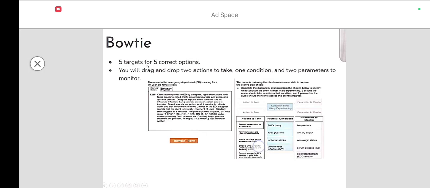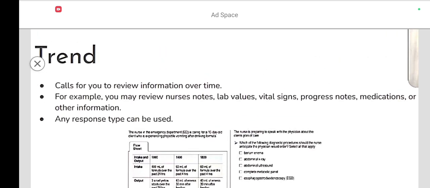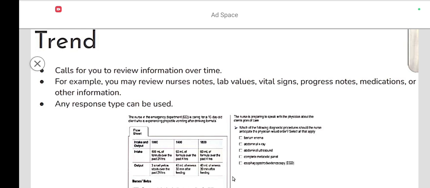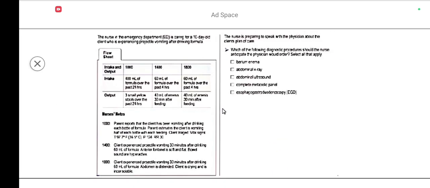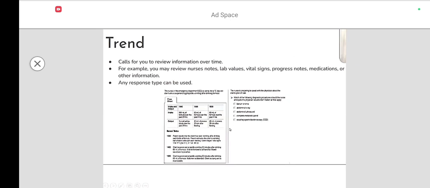I already told you that there is a spider like net in which you fill the blank spaces from the given options. Then trend calls for you to review information over time. For example, you may review nurse's notes, lab values, vital signs, progress notes, medication, or other information. Any response type can be used.